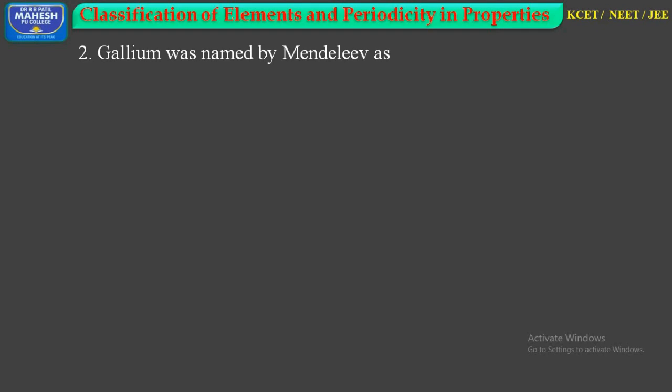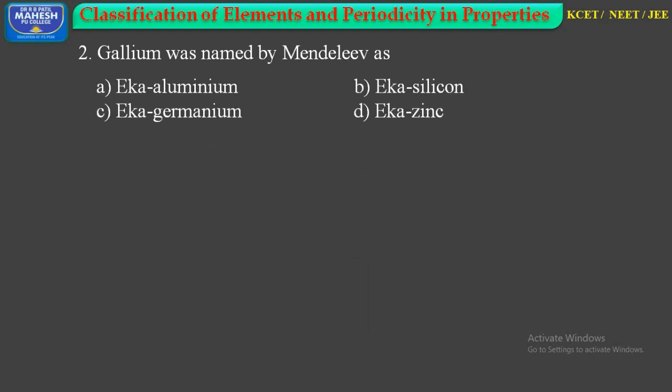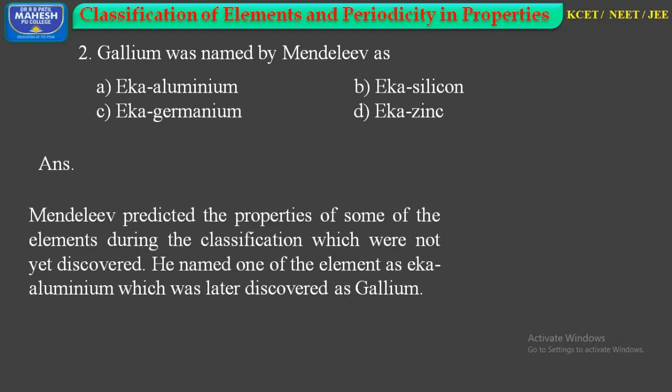Question number 2. Gallium was named by Mendeleev as, options: option A, Eka-aluminium. Option B, Eka-silicon. Option C, Eka-germanium. Option D, Eka-zinc. Students, Mendeleev predicted the properties of some of the elements during his classification which were not yet discovered. And he named one of the elements as Eka-aluminium, which was later discovered as gallium.